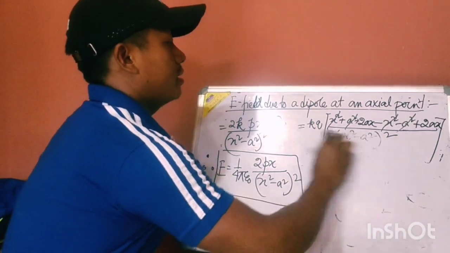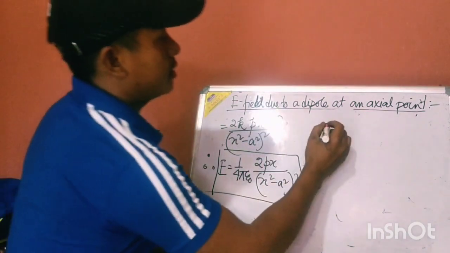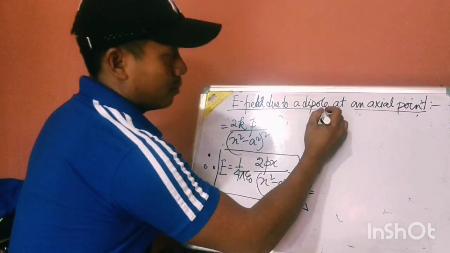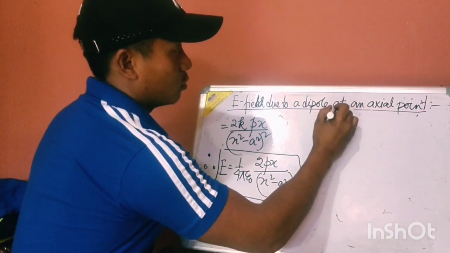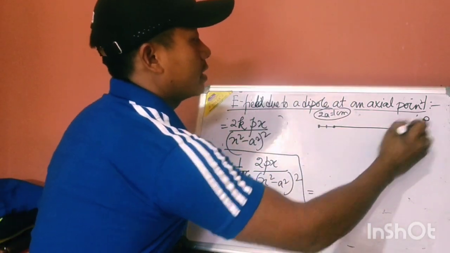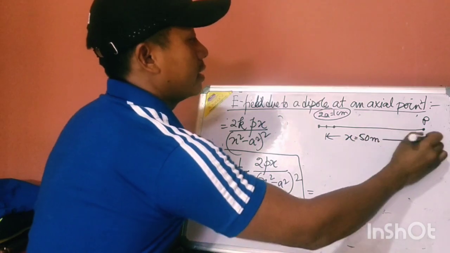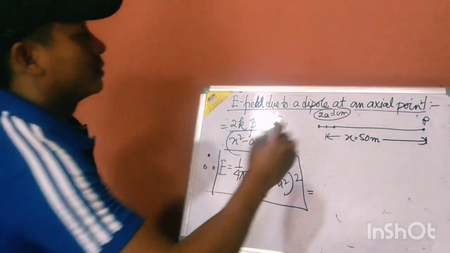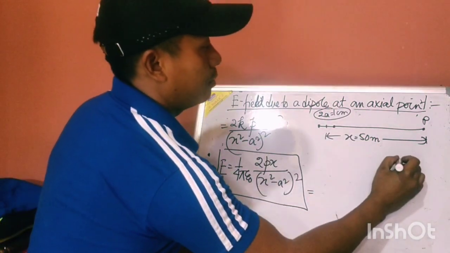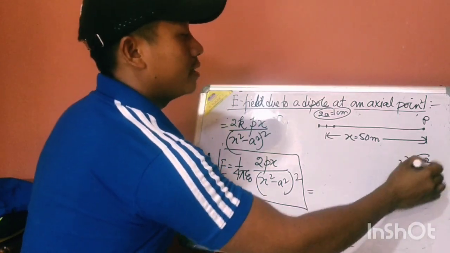But in case of the electric dipole, when the length of the dipole is very small, say twice a is a few centimeters, 1 or 2 centimeters. But if you take the point P at a large distance, say 50 meters, what will happen? Centimeters compared to x square, 50 square, obviously it will be large.